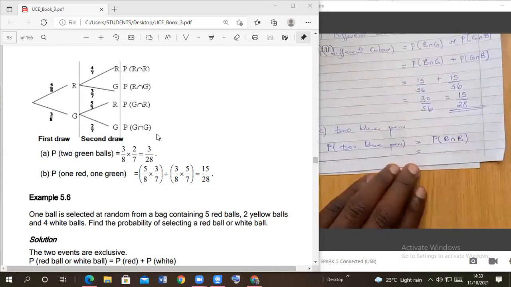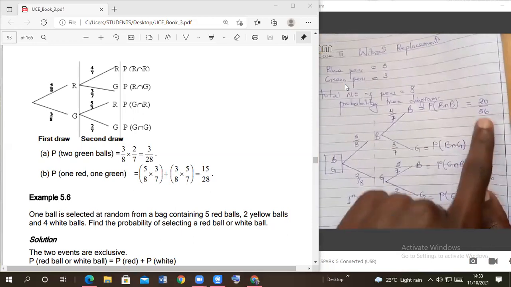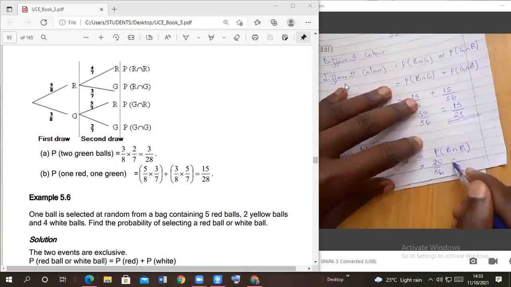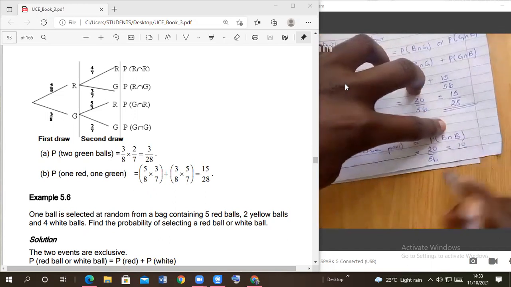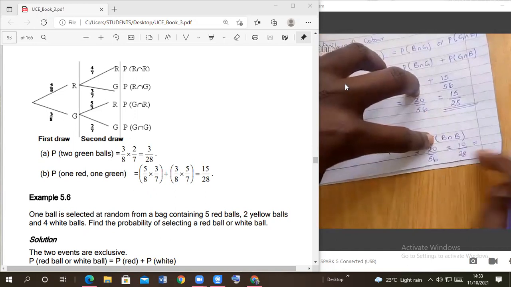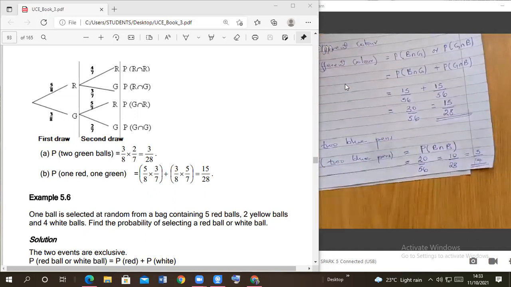So for blue and blue, what was the probability? What did we get? From the tree diagram, we got 20 out of 56. Can you simplify that? By 2, we get 10 out of 28. Again, there's still a common factor there. By 2, we get 5 out of 14.